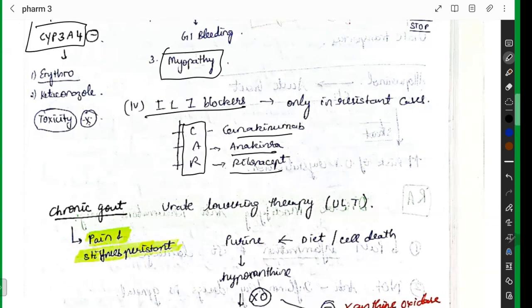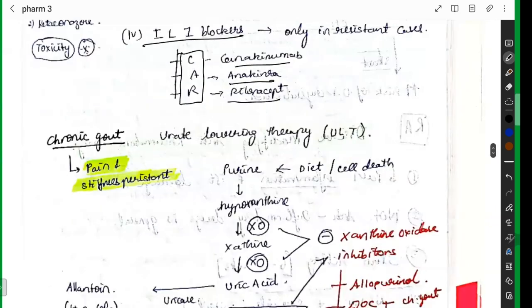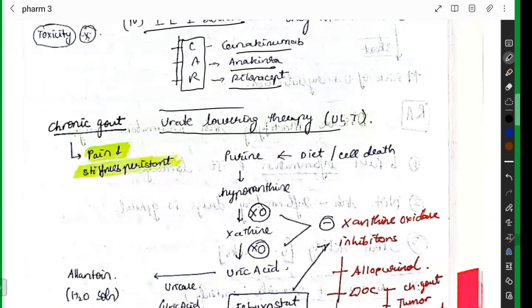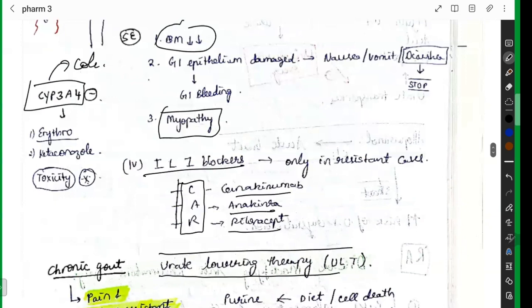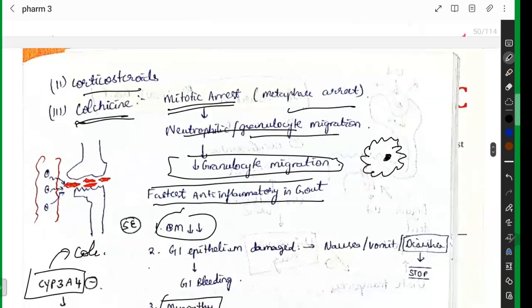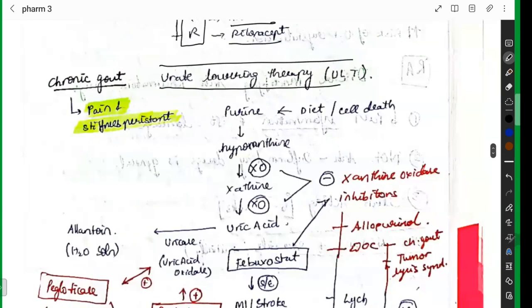Okay, now moving towards the next topic, that is going to be your chronic gout. So what do you do in a chronic gout? Remember, in chronic gout you're going to lower the urate. In your acute gout, you are just focusing upon the inflammation. But in chronic gout, you're going to be focusing upon the urate crystals which are formed. So what are the urate crystals which are formed? They are going to be formed by the purine metabolism.